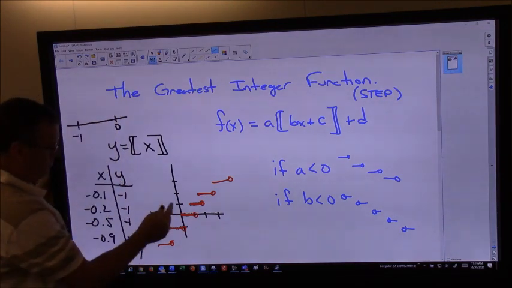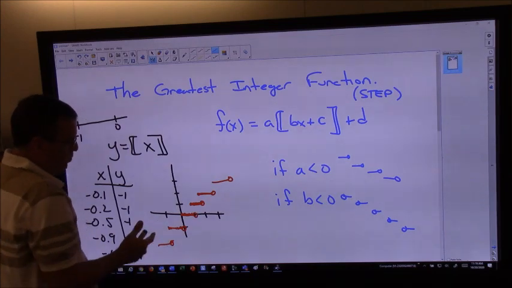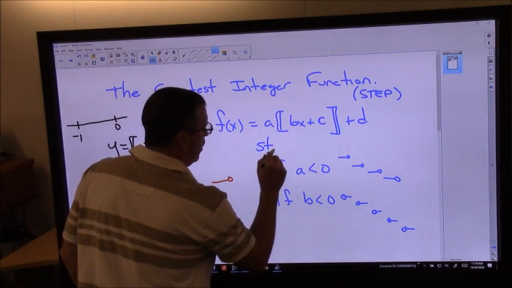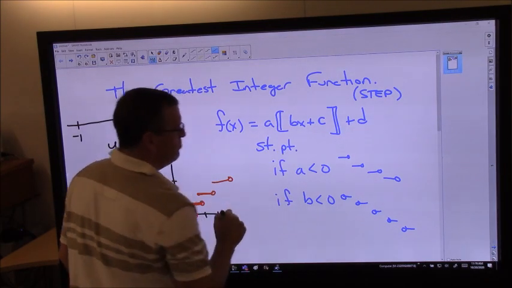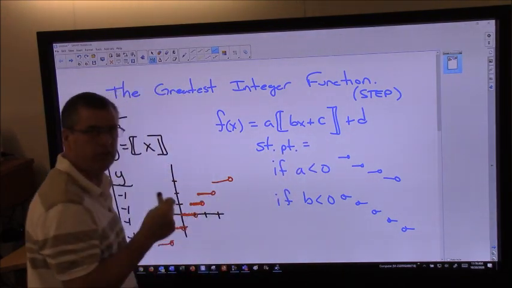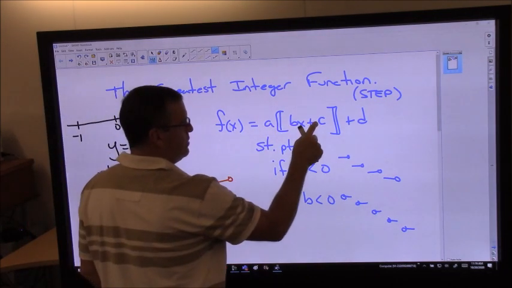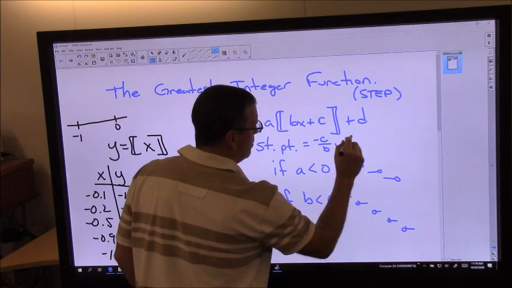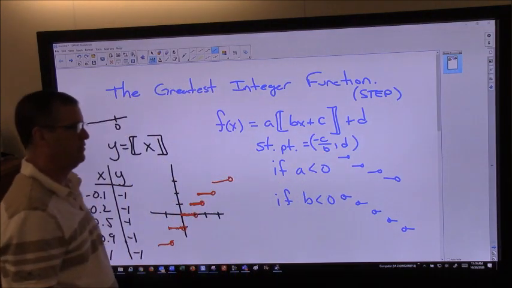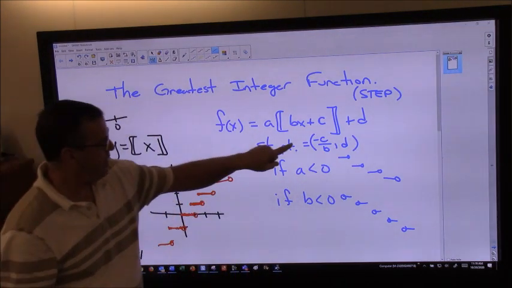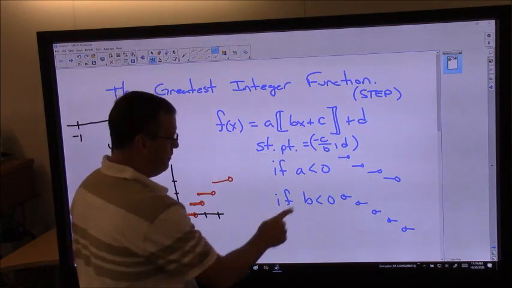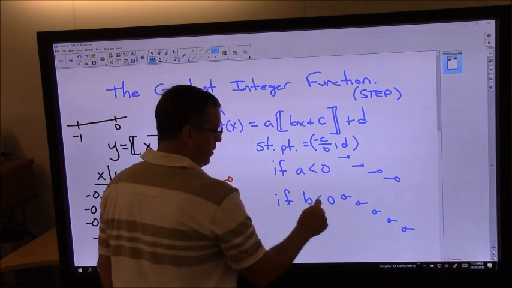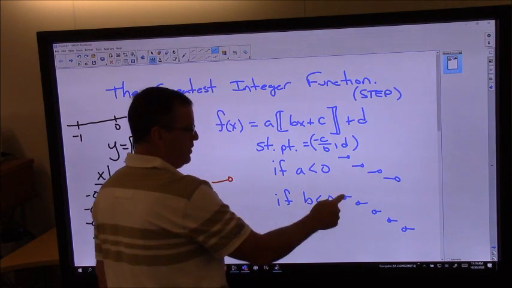Now, one thing that's really important, we've got to have somewhere to start. Like, where do I begin my steps at? And so a starting point. Remember how I told you there's always this one point that's really important? And it's always negative c over b comma d. There's my starting point. So once I have that starting point, if the b value is positive, we go this way and draw the open circle. If the b value is negative, we go to the left and draw the open circle.